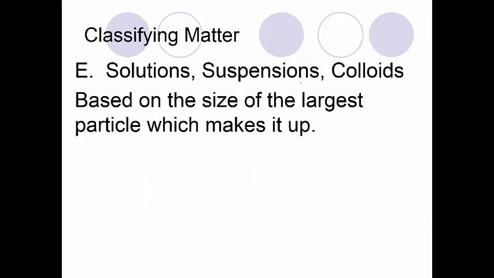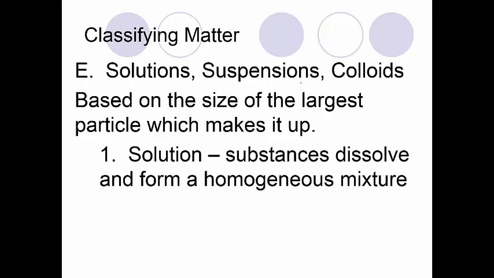So there are really three different types of these mixtures. We have solutions, suspensions, and colloids, and we base them off their particle size. We're going to go a little out of order, but we're going to start with solutions first. And solutions are a homogeneous mixture, so these are going to be uniformly mixed up, evenly distributed. You're not really going to be able to see one particle from another. Tap water would be an example.